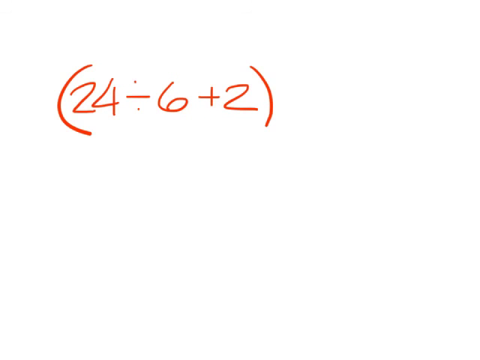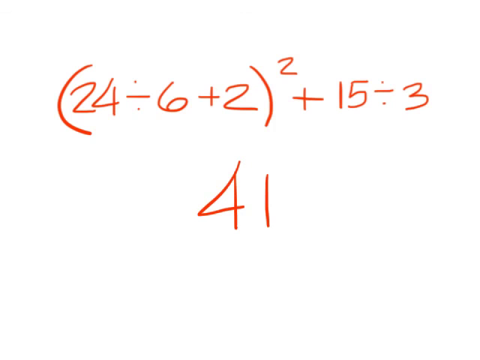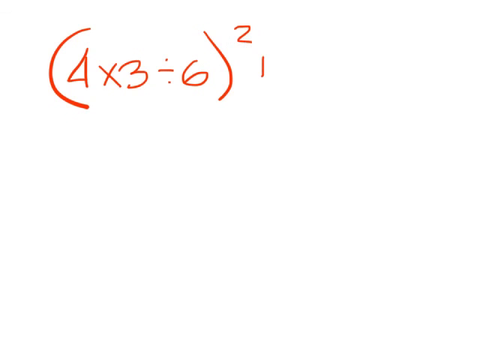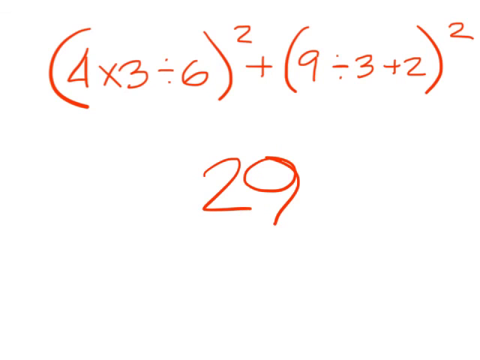Here's a bonus problem while we wait on everybody to finish. Solution for the bonus should be 41. Here's a bonus problem while we wait on everybody else. The solution for the bonus should be 29.